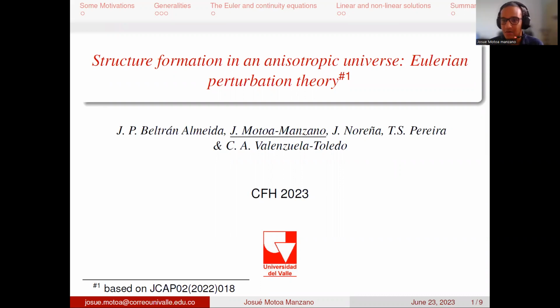I will be talking about a work we published back in 2022 about structure formation in an anisotropic universe using the Eulerian perturbation theory. This work was made by Dr. Juan Pablo Beltrán, Dr. Jorge Noreña, Dr. Tiago Pereira, Dr. Cesar Valenzuela, and myself.